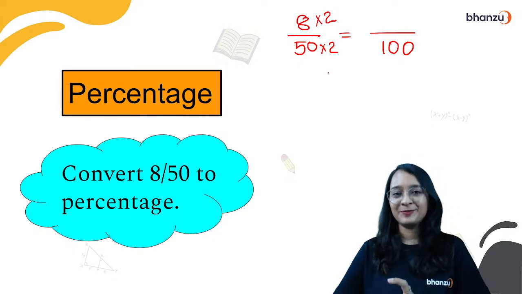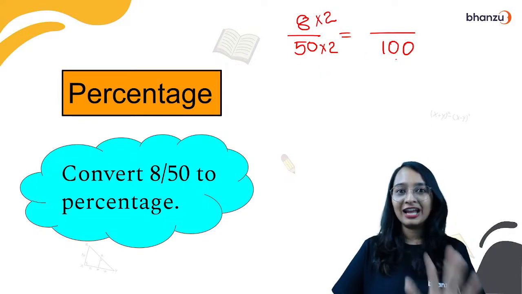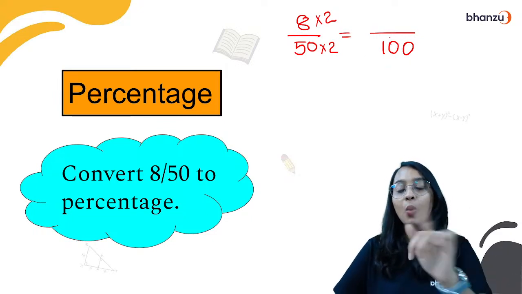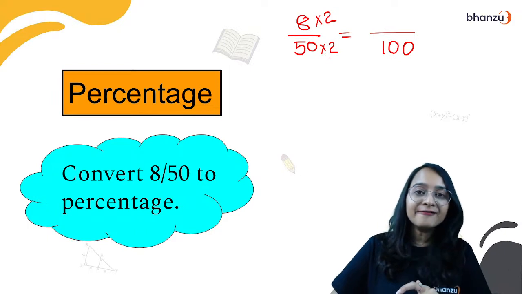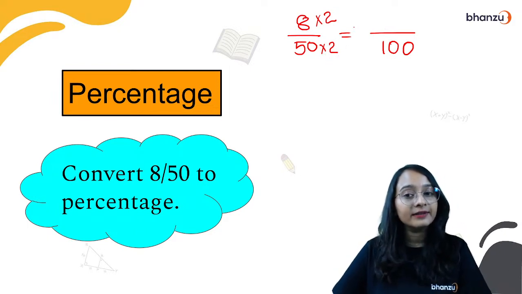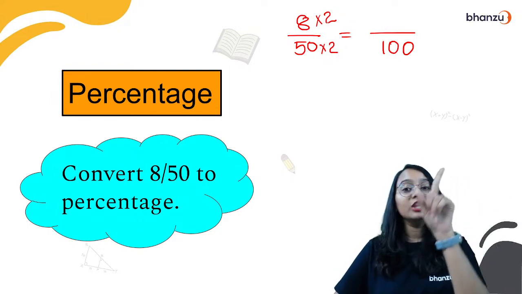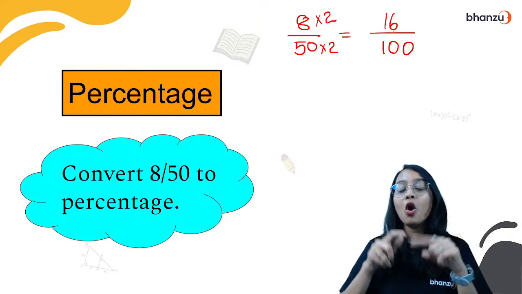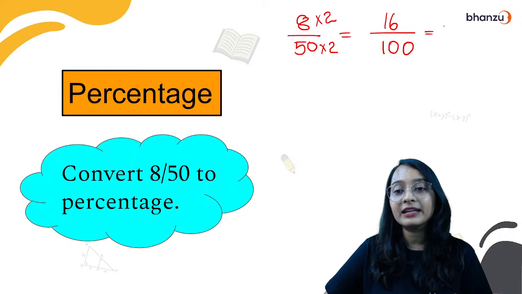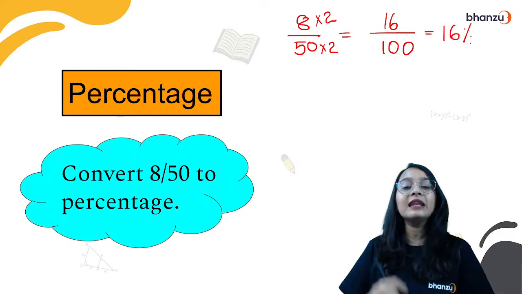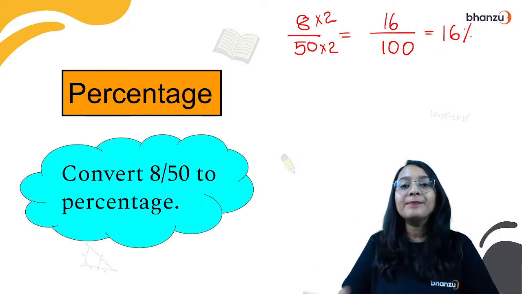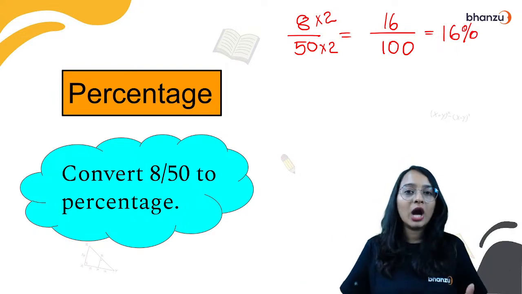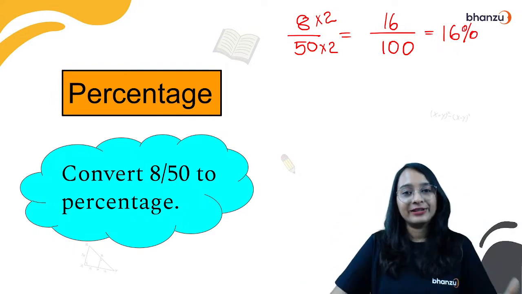Now coming back to percentages here. I have managed to make my denominator 100, so half my job is done. Now what about the numerator? Since I've multiplied with 2 in the denominator, I'll multiply with 2 in the numerator also and it will become 16. So what is 16 by 100? It is nothing but 16%. Anything by 100 is nothing but percentage. Right? 16 is to 100 is 16%.